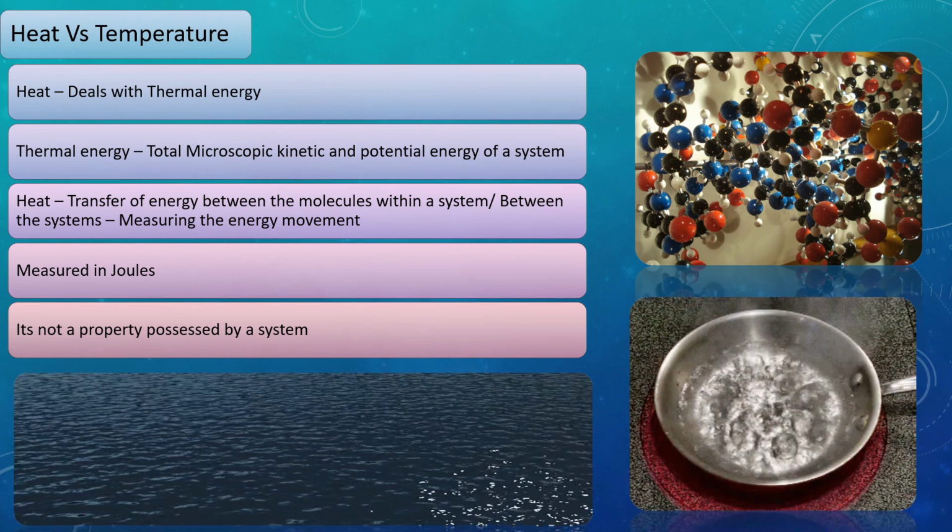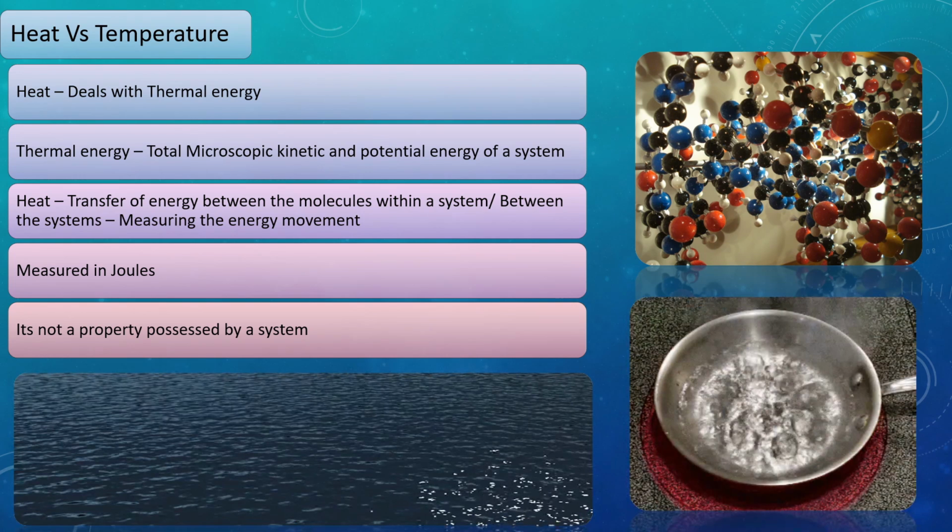Heat always deals with thermal energy. Thermal energy is nothing but the total microscopic kinetic and potential energy of a system. When we say microscopic, we often are referring to the atoms and molecules that make up the system. The term heat always describes the transfer of thermal energy between molecules within a system. We measure this in joules.